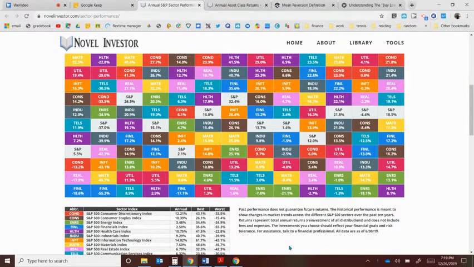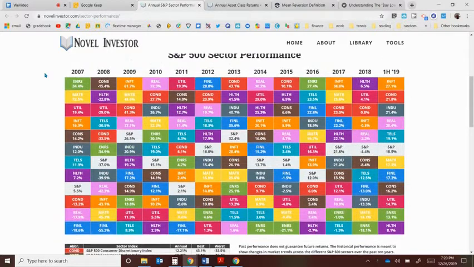It's a pretty neat website that shows all the data from different asset classes. All right, so if you go to the website novelinvestor.com, there's two very useful tools on different stock market returns. This goes all the way from 2007 to the first half of 2019. This should update to the full year when 2019 ends.